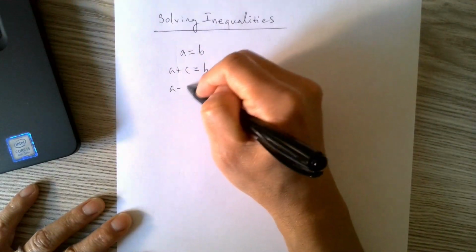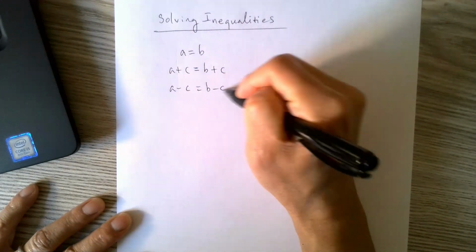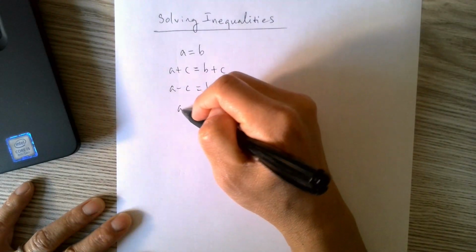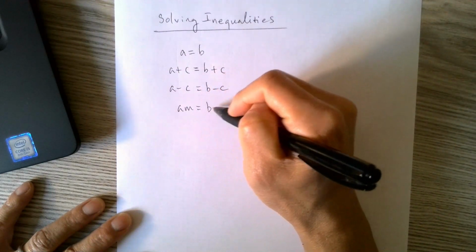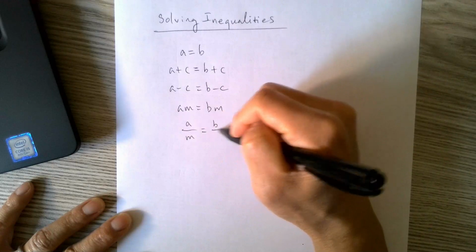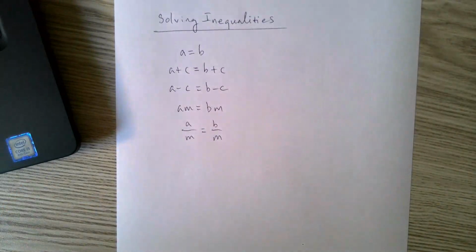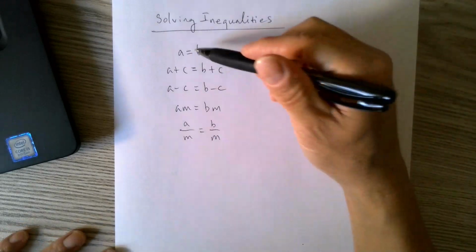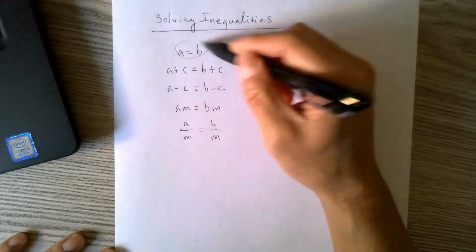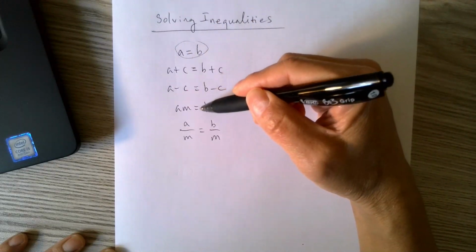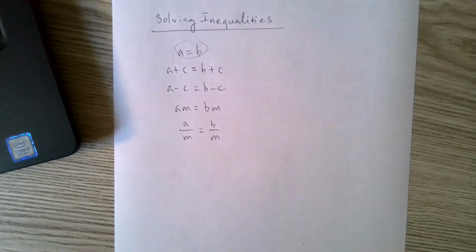And we have not disturbed the equality when we subtract either, nor have we disturbed the equality when we multiply both sides or divide both sides by something, as long as m is not 0. So in all of these cases, starting with A equals B, we have preserved the equality of the left side and the right side.